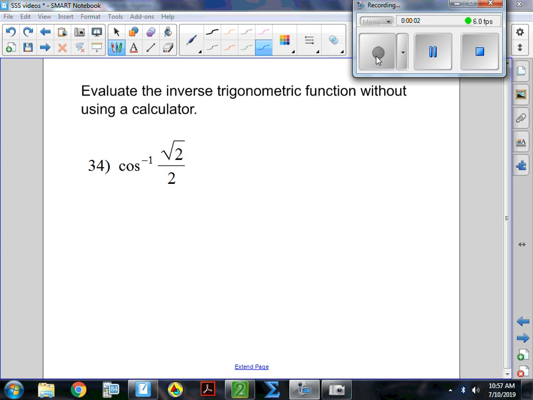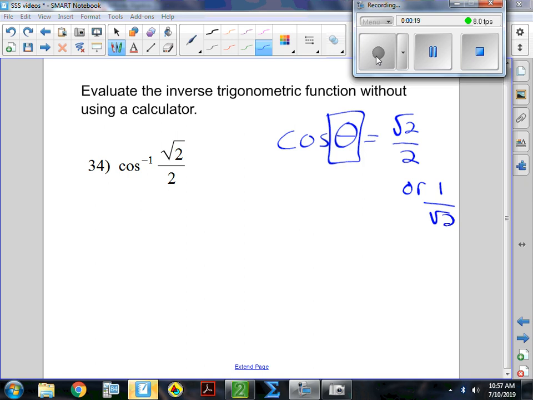Number 34, inverse cosine of root 2 over 2. So if we wrote it a different way, if cosine theta is equal to root 2 over 2, the question is, what is theta? So what angle gives you root 2 over 2? This is the same thing as 1 over root 2, if that's more helpful. Okay, and so you might know that right away as a 45-degree angle or pi over 4. And that would be your answer.